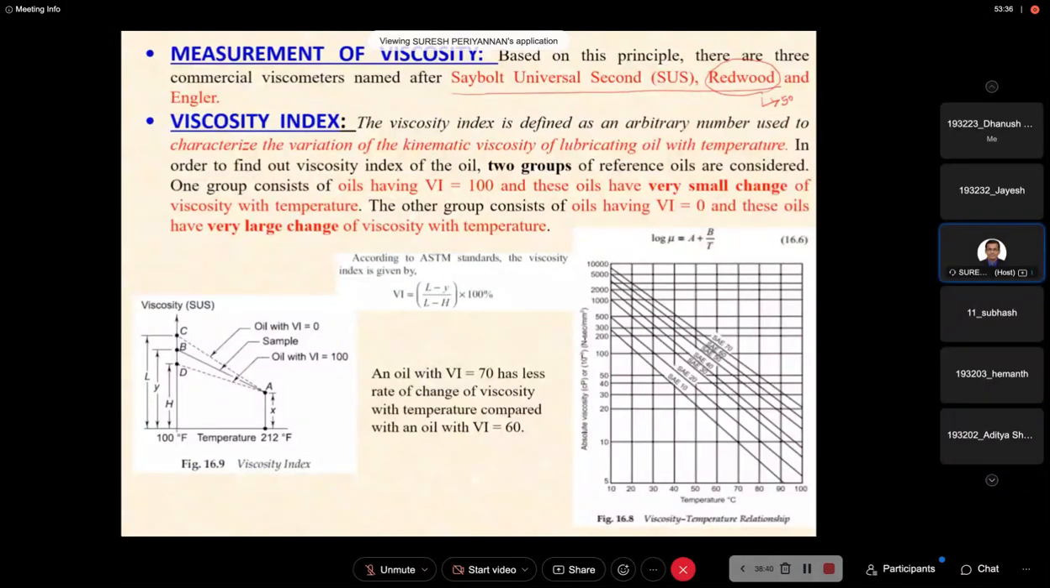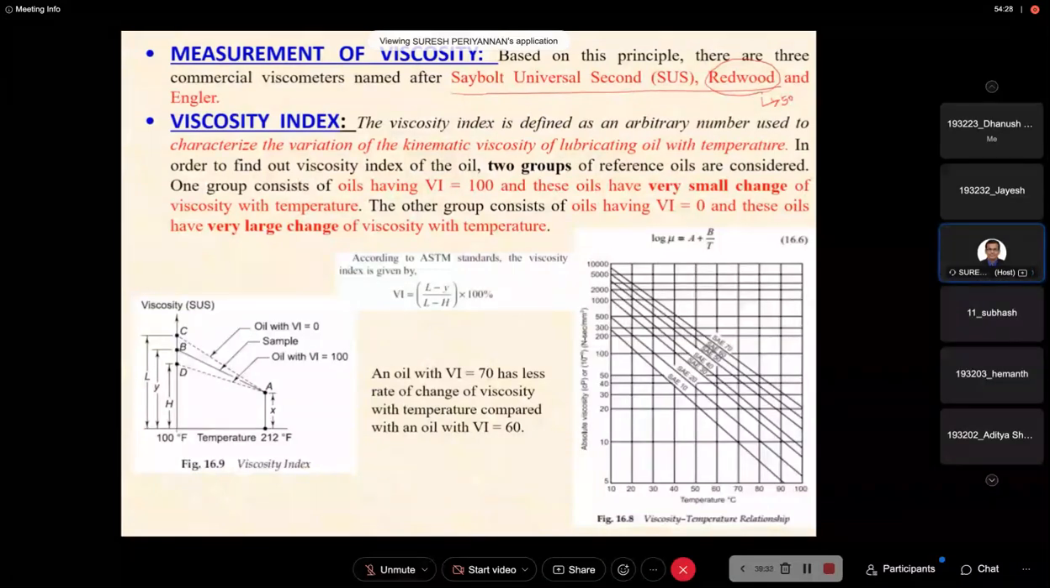The third one is the Engler viscometer. Here also the viscosity is measured by the ratio of the time taken by the oil to the time taken by water. We use water as a reference fluid. The fluid whose viscosity we want to measure is passed through the tube and we measure its time, and we also measure the time taken by water. Then that ratio is used for evaluating the viscosity of the unknown oil using the Engler viscometer. Here we express it in degrees Engler, which is nothing but the ratio of the time taken by the oil to the time taken by water at the same temperature.